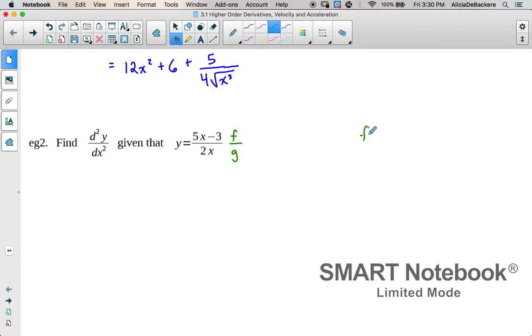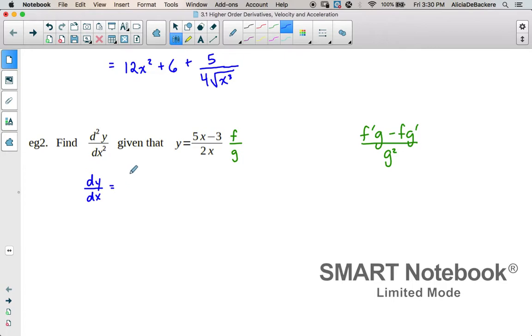And remember that the quotient rule tells me to take the derivative of the top times the bottom minus the top times the derivative of the bottom all over the bottom squared. So we're going to go through all those steps. That's just for the first derivative. So dy dx is the first derivative.